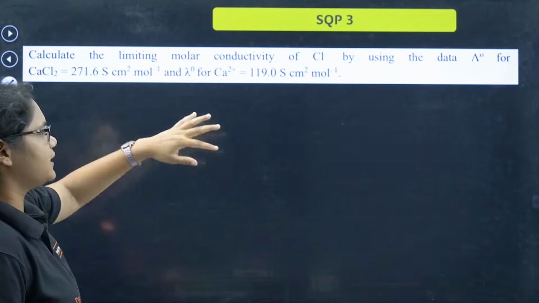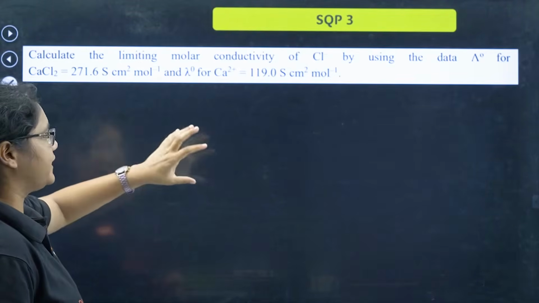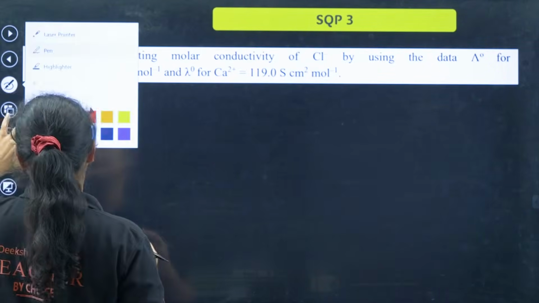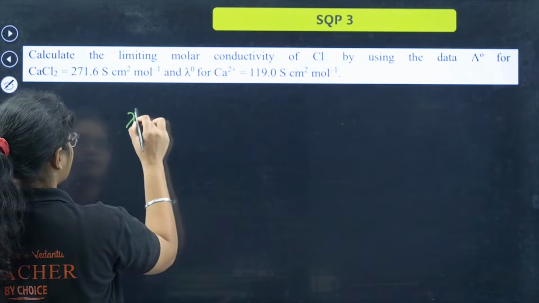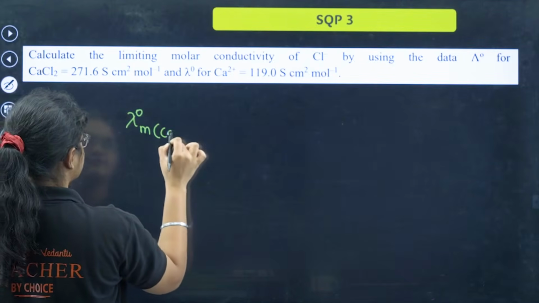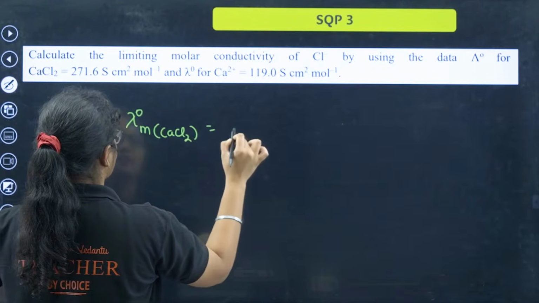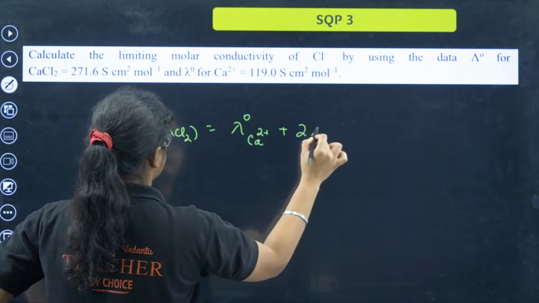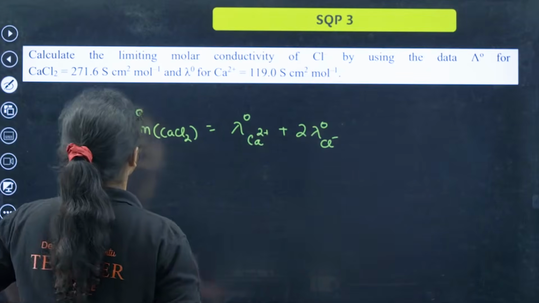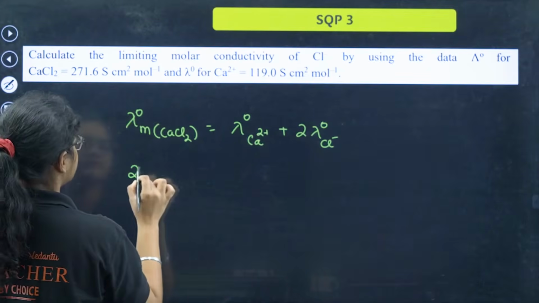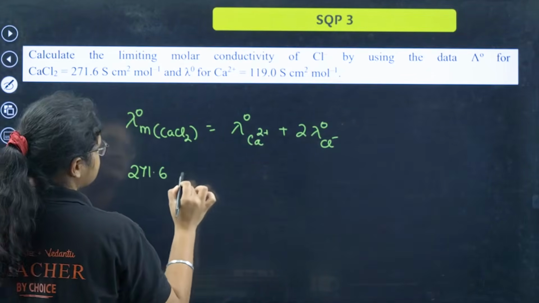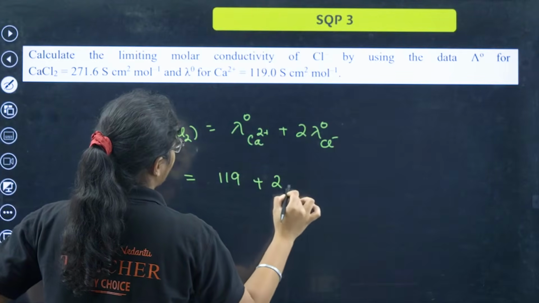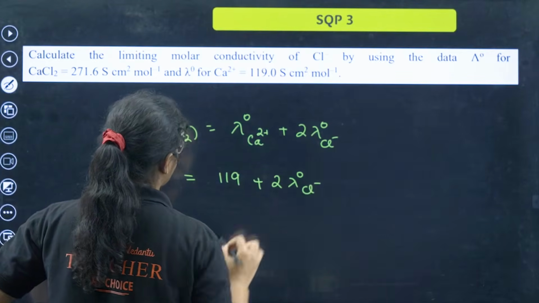Calculate the limiting molar conductivity of Cl minus by using the data of lambda naught m for the following. So this is a very simple question from Kohlrausch's law. If I want to calculate lambda naught of CaCl2, that will be equal to that of Ca2 plus plus 2 times that of Cl minus. Now what is the molar conductivity of CaCl2? 271.6, and we have Ca2 plus 119 plus 2 times the molar conductivity of Cl minus.